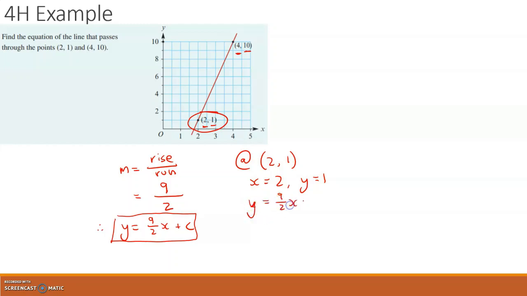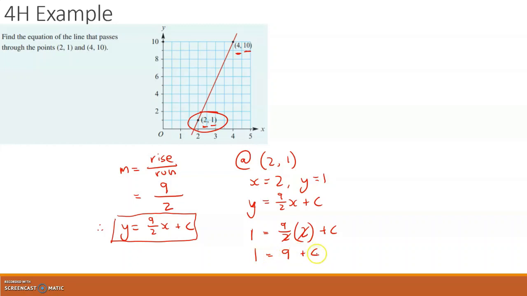9 over 2x plus c will become y turns into 1. So that's 1 equals 9 over 2. And x has become 2 because it says just here x equals 2. And then I have plus c left over. So let's simplify this a little bit. I've got 9 divided by 2 multiplied by 2. So that's just going to turn into the number 9 because the 2's cancel. So I've got 1 equals 9 plus c.